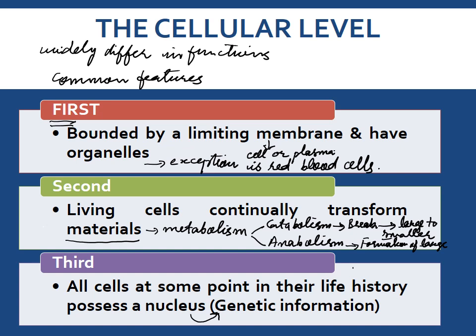Number one, each cell is limited by a membrane. That is called the cell membrane or plasma membrane. And inside the plasma membrane, there are cell organelles. There is one exception where cell organelles are not present, and that exception is red blood cells.